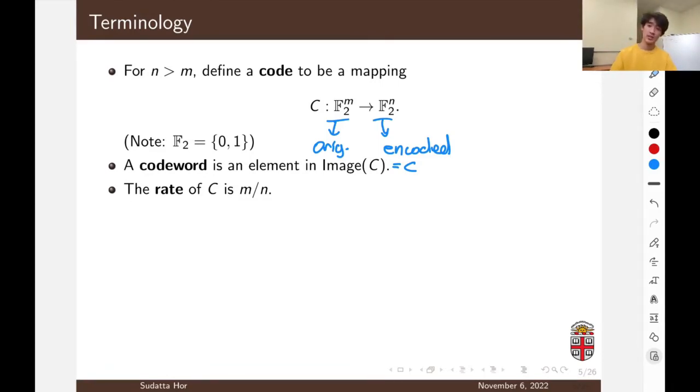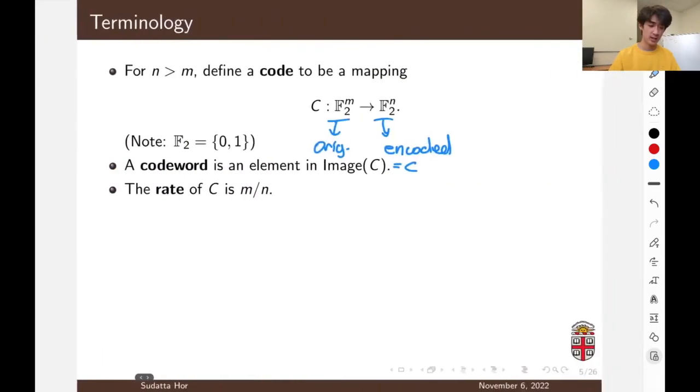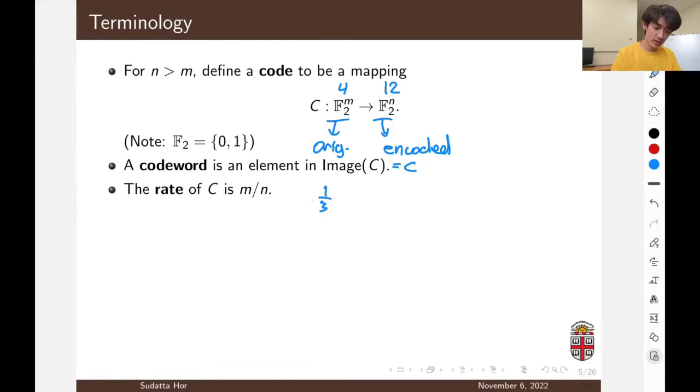Something else that's useful to define is the rate of C, which is m divided by n. In our earlier example, when we send each bit 3 times, the length of the original message would be 4 bits, and the length of the encoded message would be 12 bits. So the rate would be 1/3.